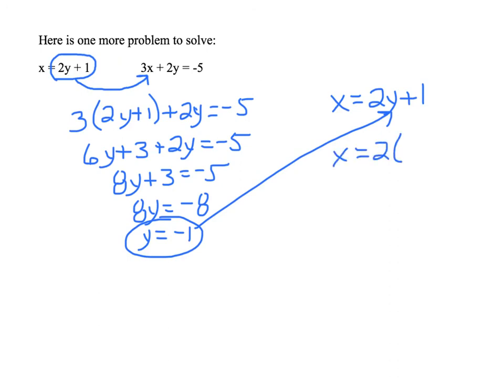So I have 2 times negative 1 plus 1, which means that x is equal to negative 2 plus 1, or x is equal to negative 1. So the solution set, the intersection point for this particular set of equations, is (negative 1, negative 1).